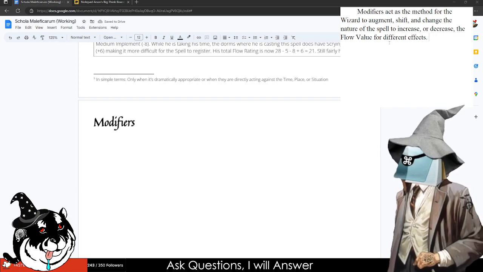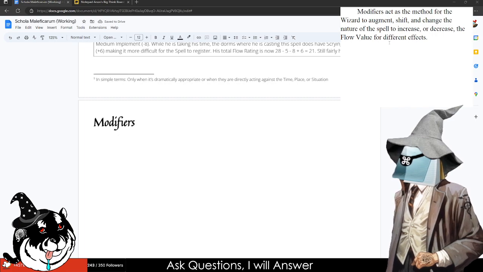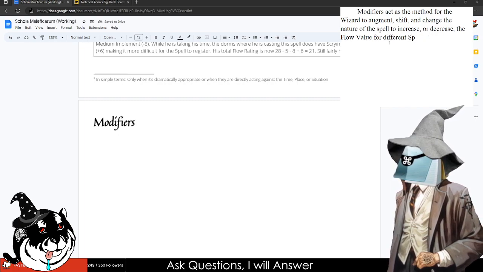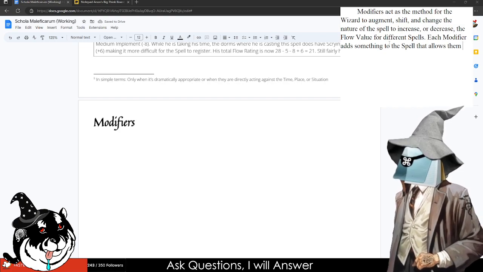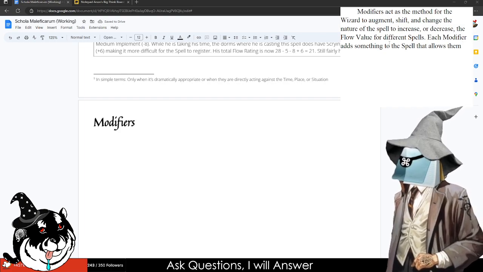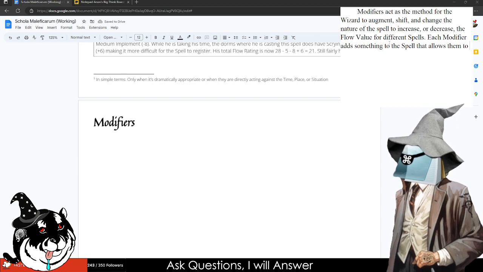The flow value of different effects increase the flow for different spells. Each modifier adds something to the spell that allows them to.